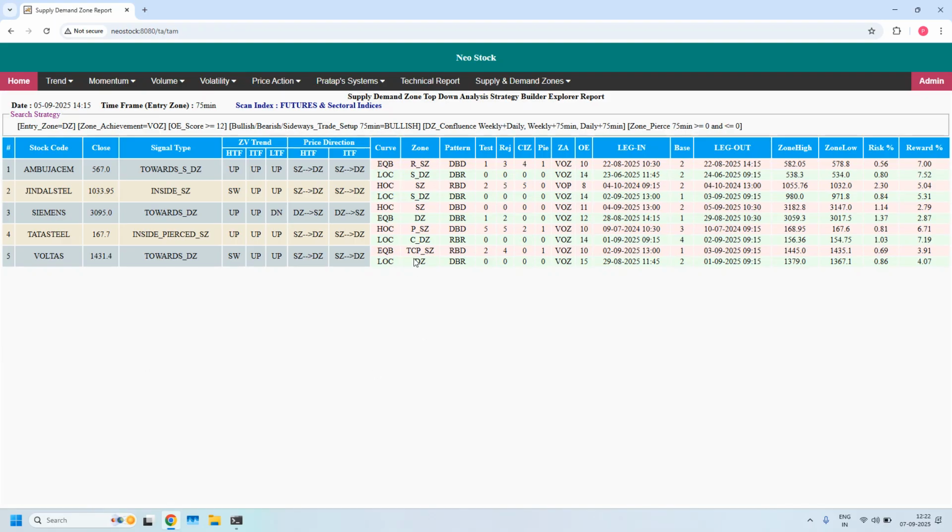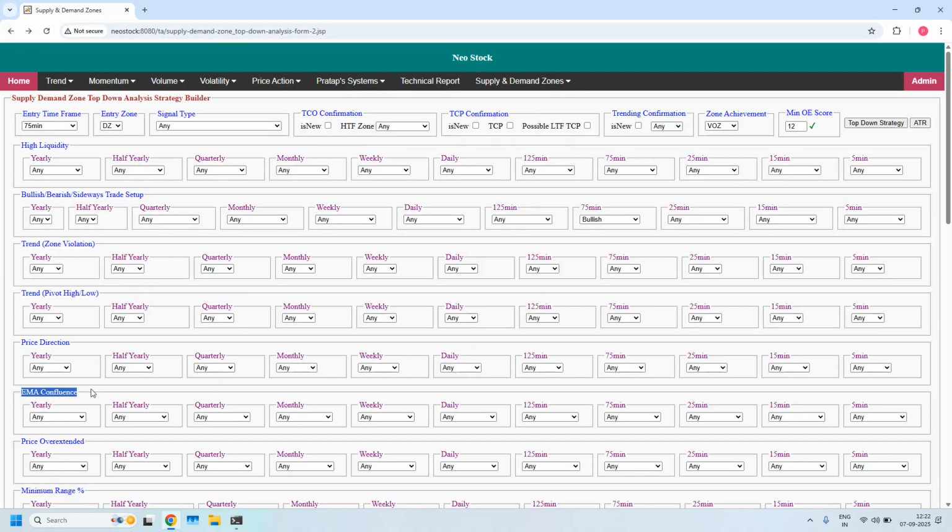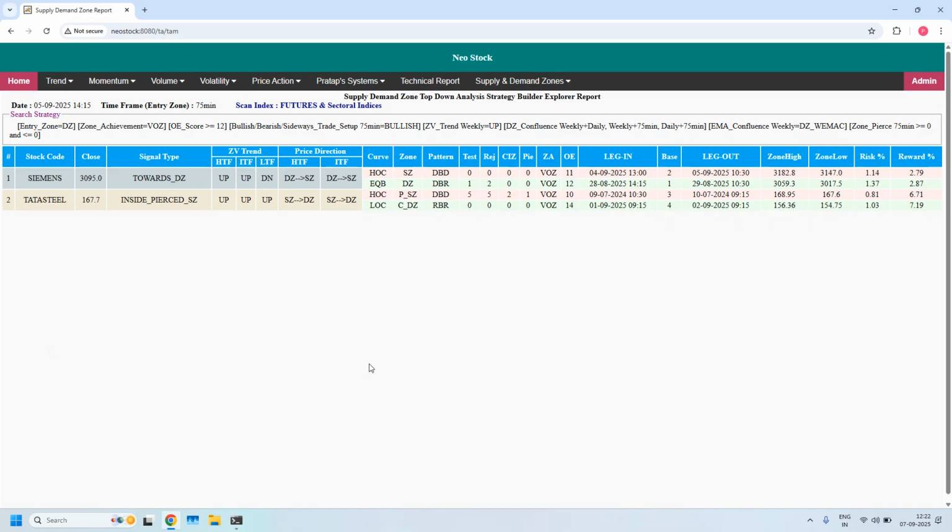In all these 5 stocks, these 75 minutes demand zones are overlapped with the daily demand zone, both together again overlapped with the weekly demand zone. And the weekly trend is an uptrend in 3 stocks. In these 3, let's verify any weekly demand zone having weekly EMA confluence. Weekly demand zone with weekly EMA confluence. At the same time, the trend on the weekly should not be sideways. It should be an uptrend because it is a bullish trade setup. Let's filter. We got 2 stocks.